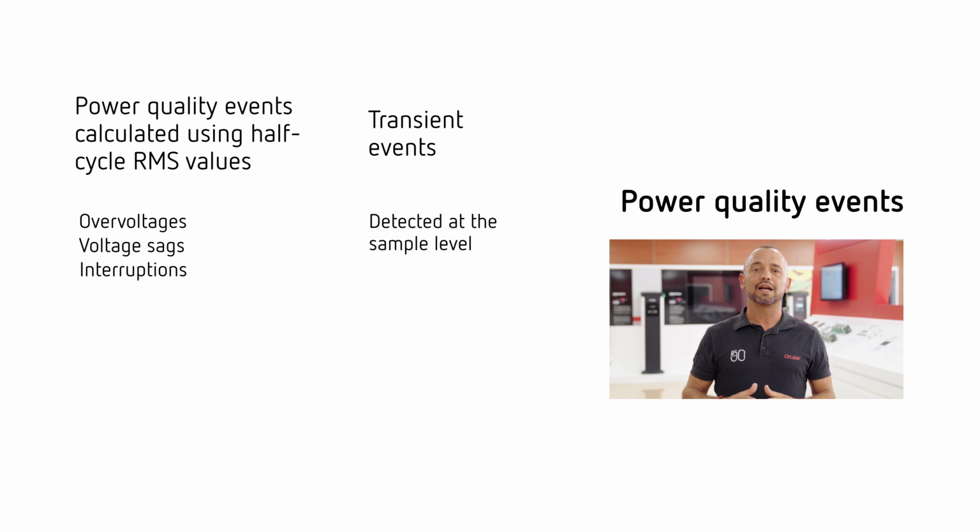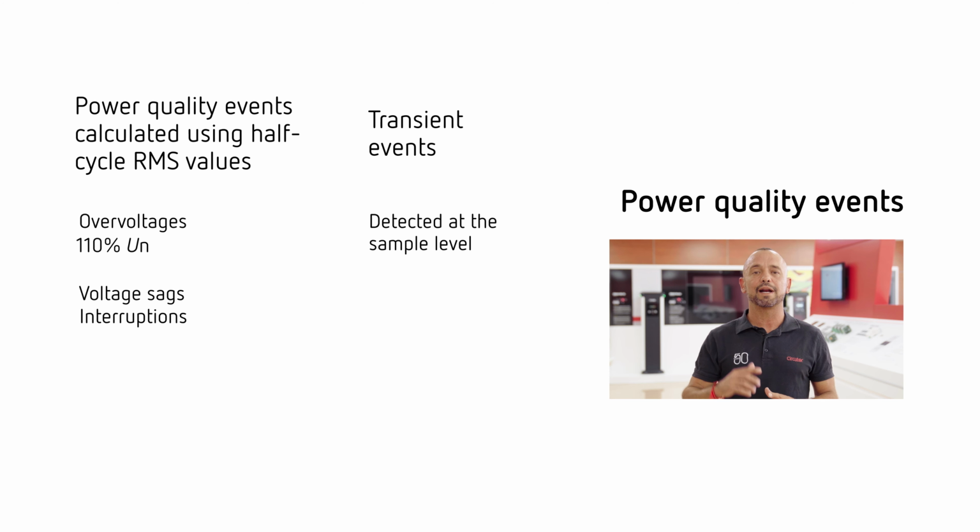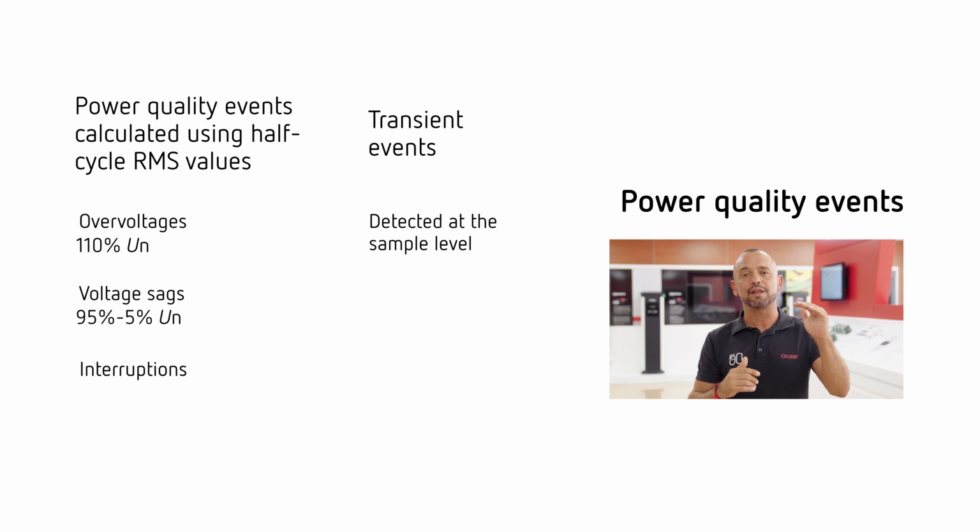The detection limits for quality events, calculated according to the half-cycle RMS value, are 110% of the nominal voltage for over voltages, between 95% and 5% of the nominal voltage for sags, and below 5% of the nominal voltage for interruption. All types of quality events must be measured and detected as specified in the IEC 61000-4-30 quality standard.